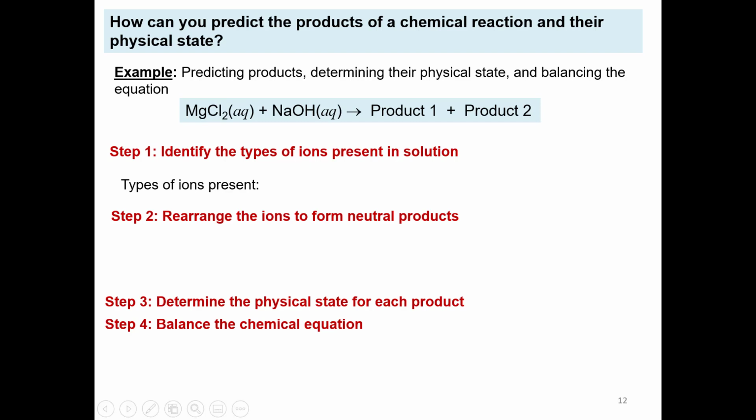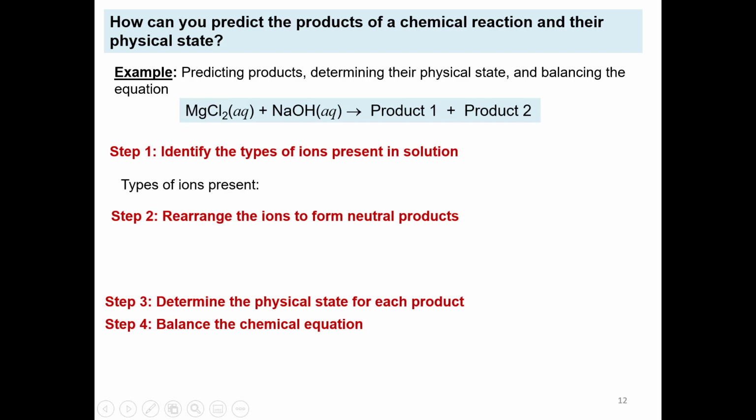Now, how can you predict the products of a chemical reaction and their physical state? To predict the products and to predict the chemical reaction and balance the equation, we will follow these 4 steps. In the first step, we want to predict the products. We want to see what is the physical state of each product, and we want to balance the equation at the end.